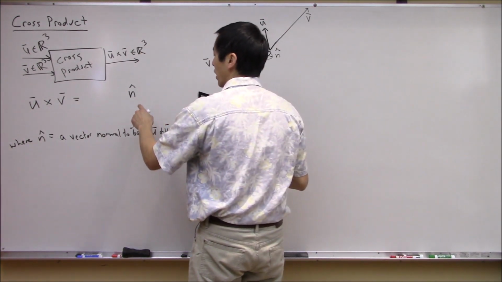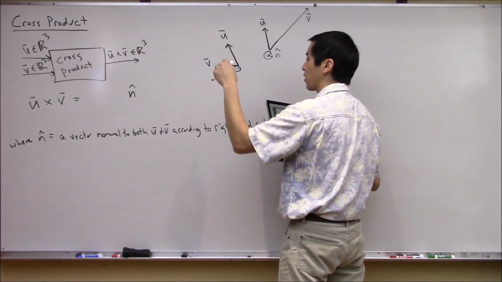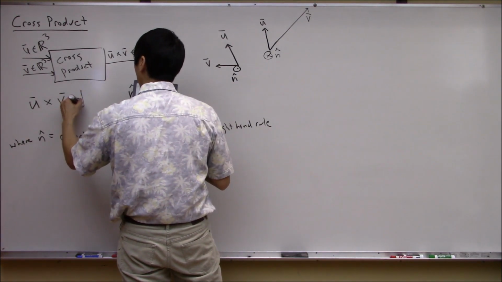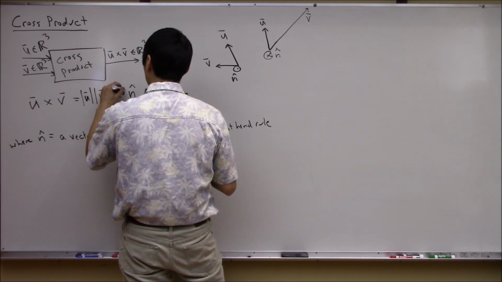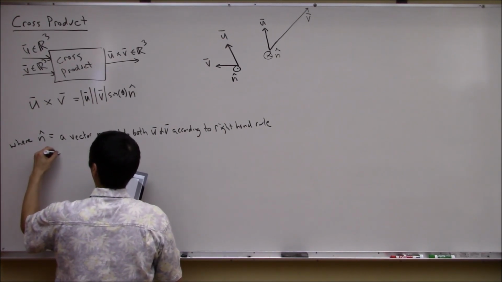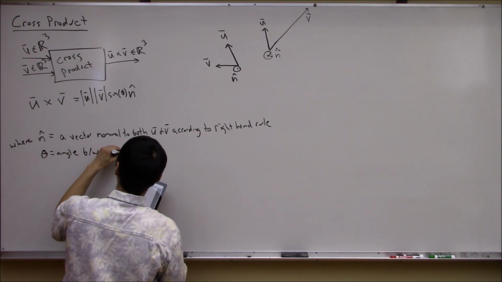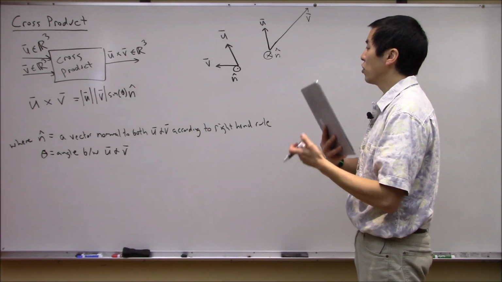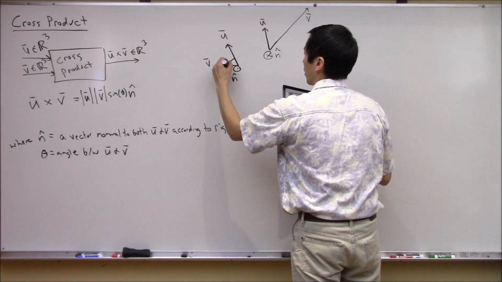Okay, so that's the direction here. Now we have to ask ourselves, how long is this vector of the cross product? The length of the cross product is going to be the magnitude of u times the magnitude of v times sine theta, where theta is the angle between u and v.